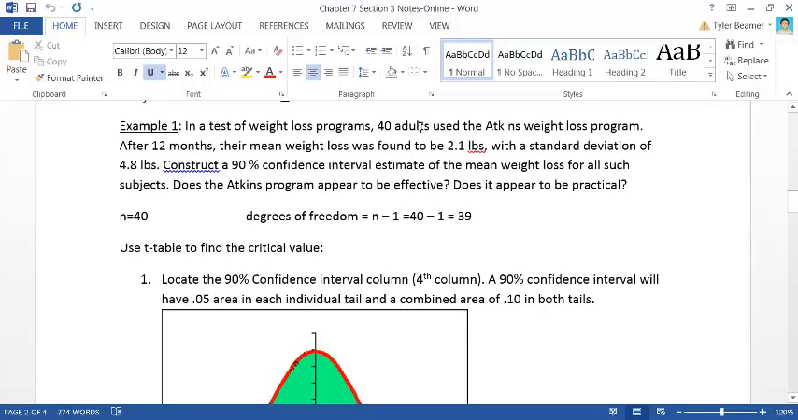In a test of weight loss programs, 40 adults used the Atkins weight loss program. After 12 months, their mean weight loss was found to be 2.1 pounds with a standard deviation of 4.8 pounds. Construct a 90% confidence interval estimate of the mean weight loss for all such subjects. Does the Atkins program appear to be effective? Does it appear to be practical?